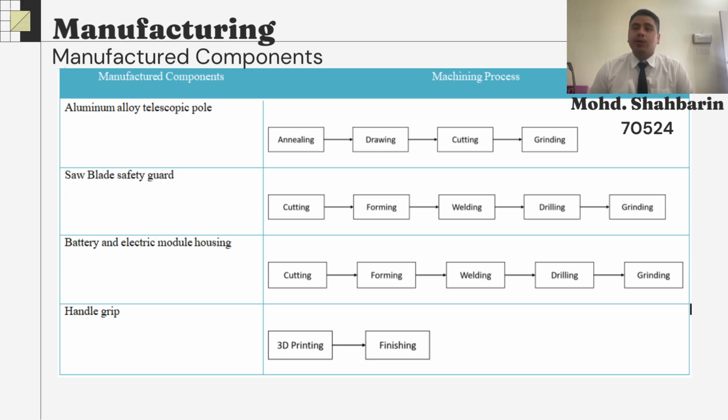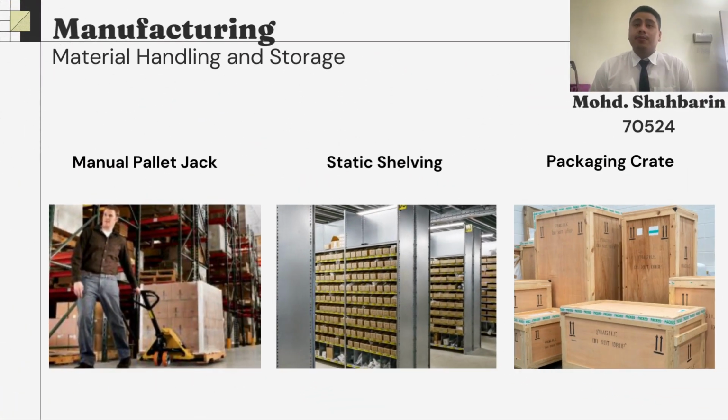and the handle grip. As we can see, the pole includes annealing, drawing, cutting and grinding process as the finishing, and the saw blade includes cutting, forming, welding, drilling, and grinding. And the module housing applies cutting, forming, welding, drilling, and grinding process as the finishing process. And finally, handle grip is done by 3D printing, and lastly finished with surface coating with liquid acetone.